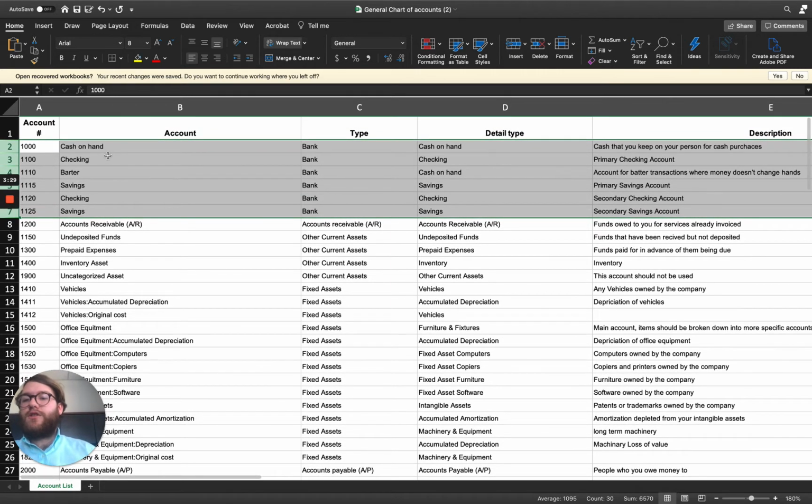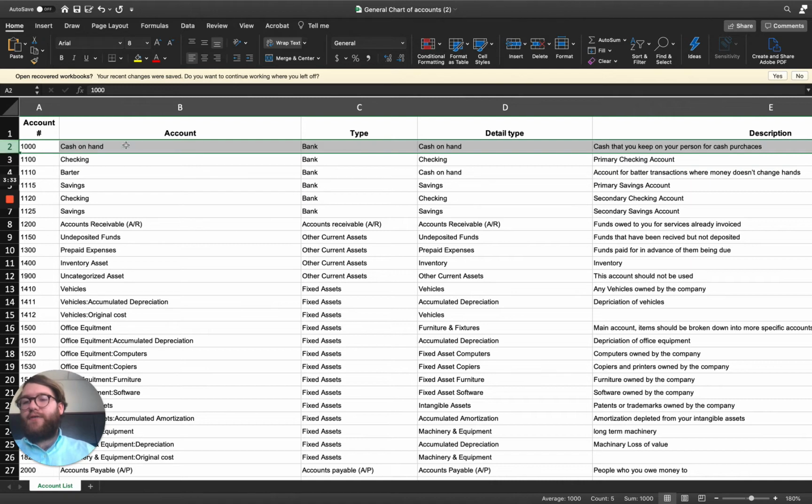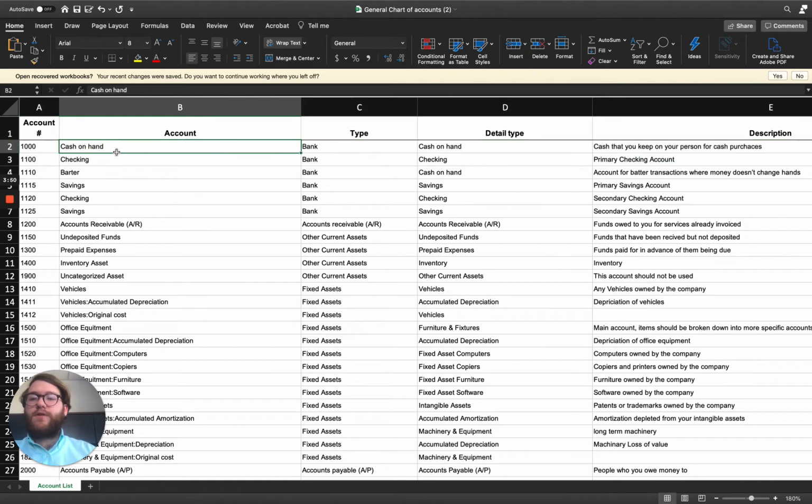So we use the chart of accounts and we always start with the bank account. I always have a cash on hand account, because even if you don't have an office, a lot of people will keep $100 or so on them in the truck in case of emergency, something like that. Whereas offices may keep $1,000 or $2,000. So having a cash on hand account is not a bad idea.